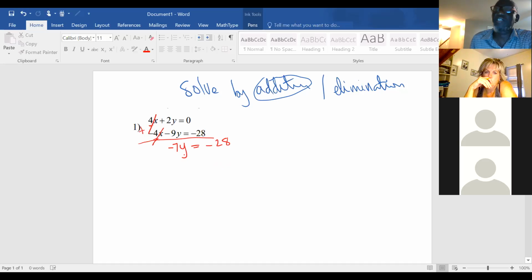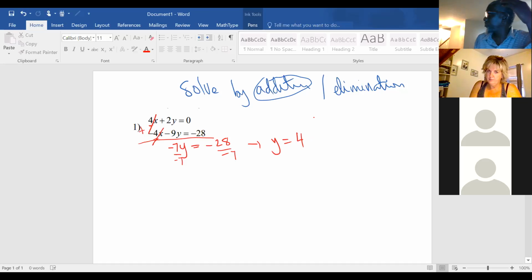Now, what do you have to do to get y by itself? Divide by -7, so you get y equal what? -4. I mean, +4, right? Okay, are we done solving this? No, you have to plug it in. We have to plug in the y in either of the equations to solve for x.